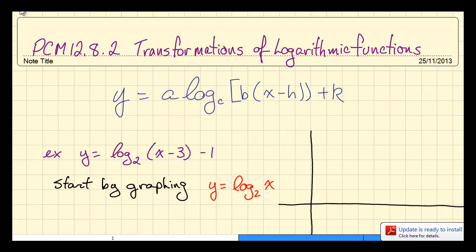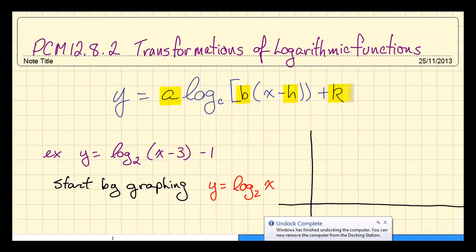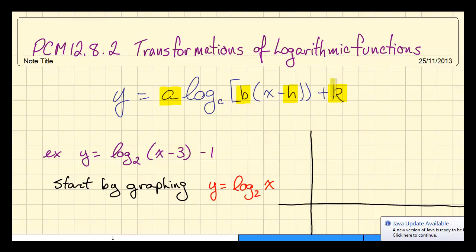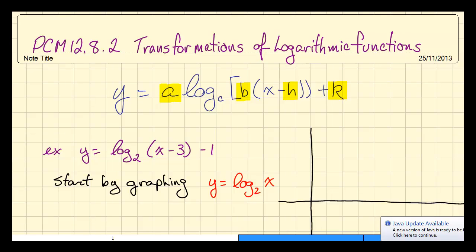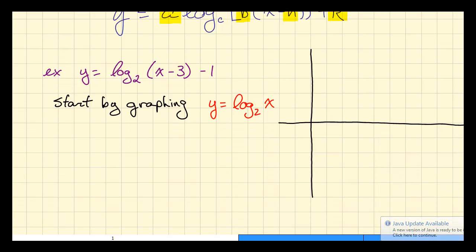So, as we've seen before, we can use a values, b values, h and k values to affect vertical and horizontal expansions and compressions, and for h and k, horizontal translations and vertical translations. We're going to start by looking at what that looks like for a log function. And over on the left here, you'll see that we've got log base 2 of x minus 3 minus 1.